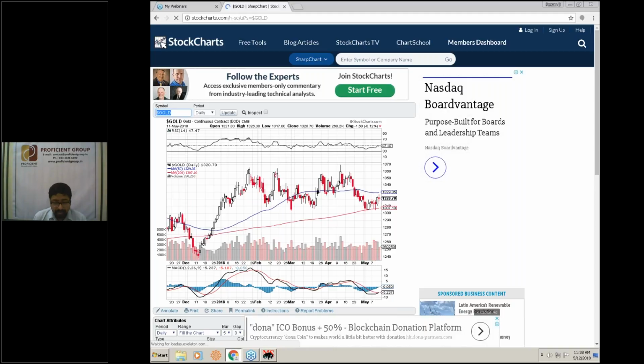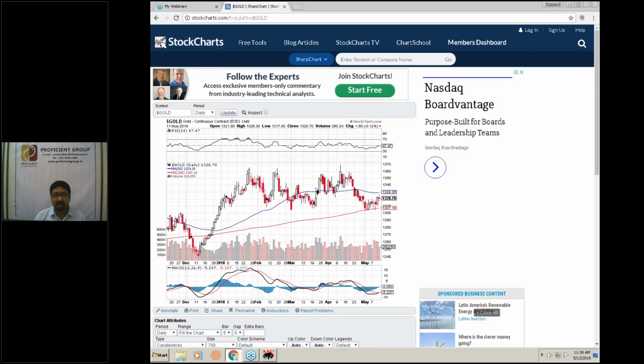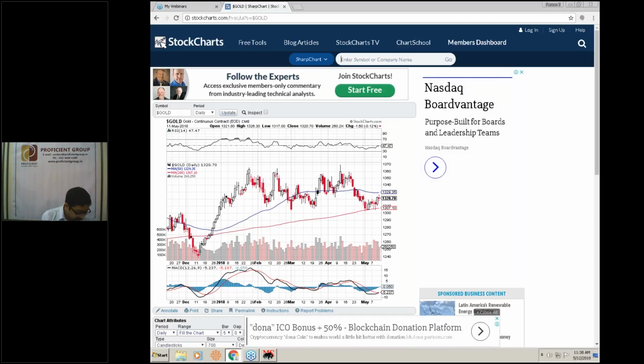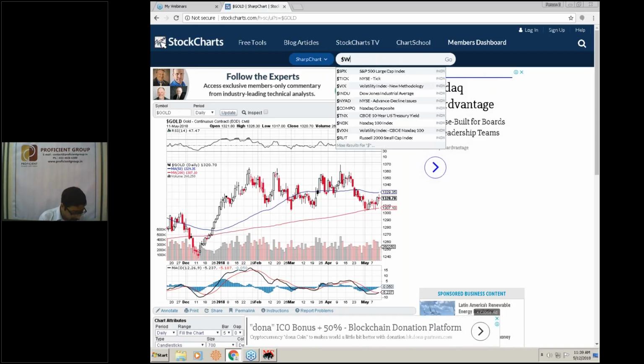The point to note here is that if the 200 DMA gets broken for gold, which is at around 1307 level, and if the 1305 level gets broken, then there is weakness ahead for gold. And right now it is trading in weakness and in a slightly choppy mode, right? But things are a bit different in crude oil, right? I'm showing you the chart of crude oil.